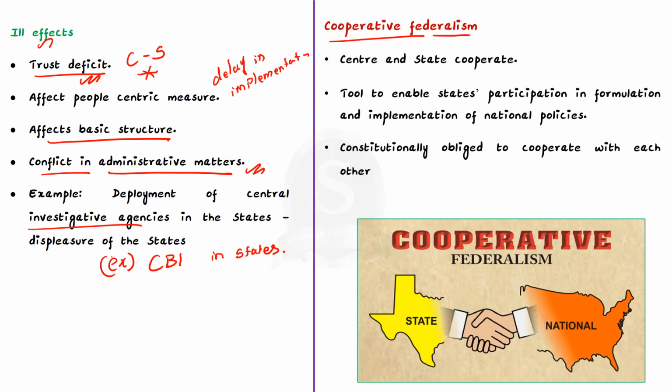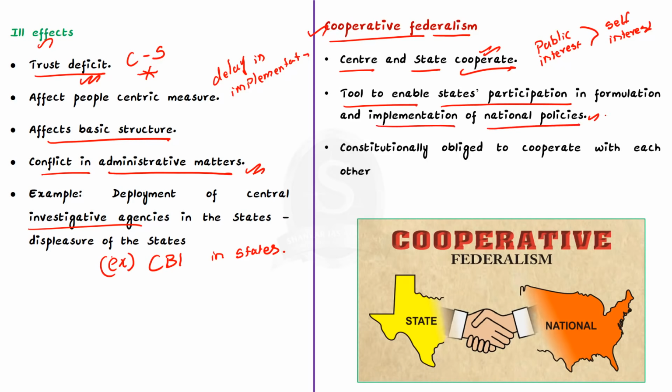So what is cooperative federalism? In case of cooperative federalism, the center and the states cooperate in a larger public interest instead of fighting for self-interest as we saw in combative federalism. So simply put, the center and the states among themselves also cooperate with each other. This kind of cooperative relationship is called as cooperative federalism. It is an important tool to enable states' participation in the formulation and implementation of national policies. Here you have to note that the union and the states are constitutionally obligated to cooperate with each other.